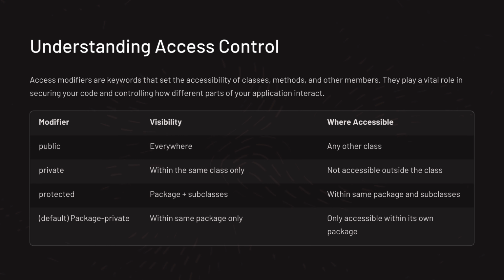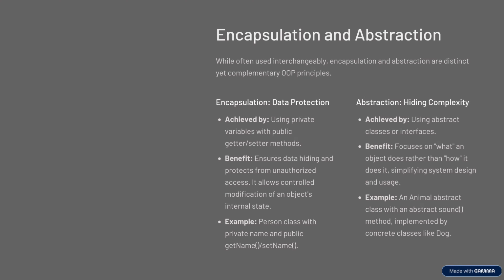Understanding access control. Access modifiers are keywords that set the accessibility of classes, methods, and other members. They play a vital role in securing your code and controlling how different parts of your application interact. Public: accessible everywhere, from any other class. Private: within the same class only, not accessible outside the class. Protected: within the same package plus subclasses. Default, package-private: within the same package only.